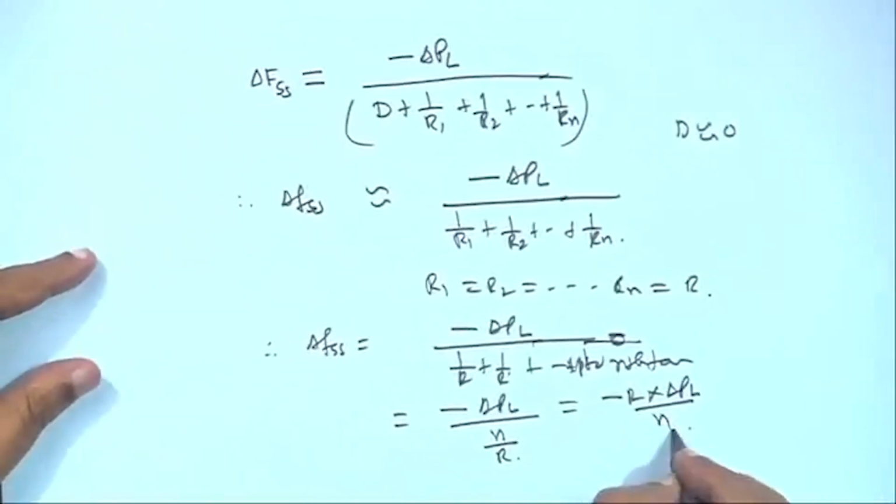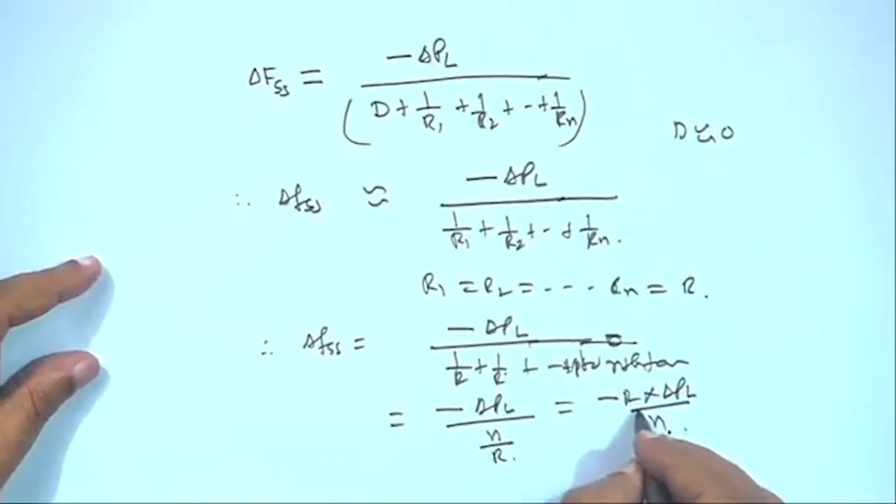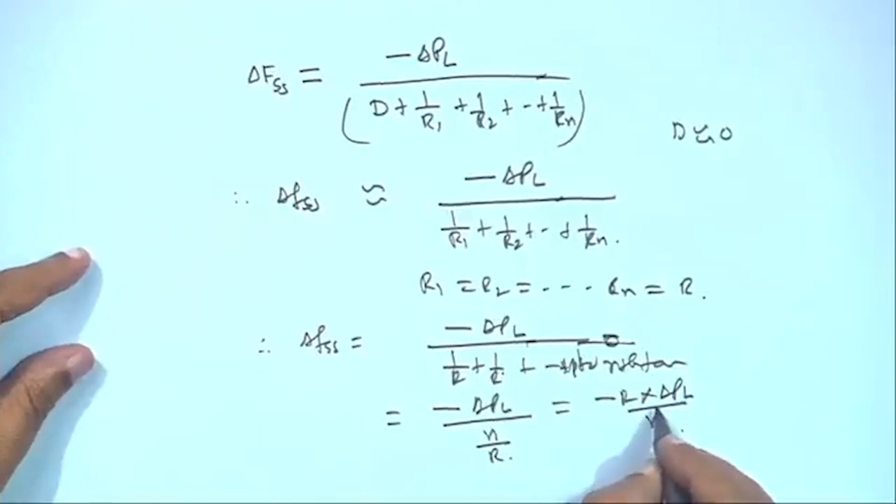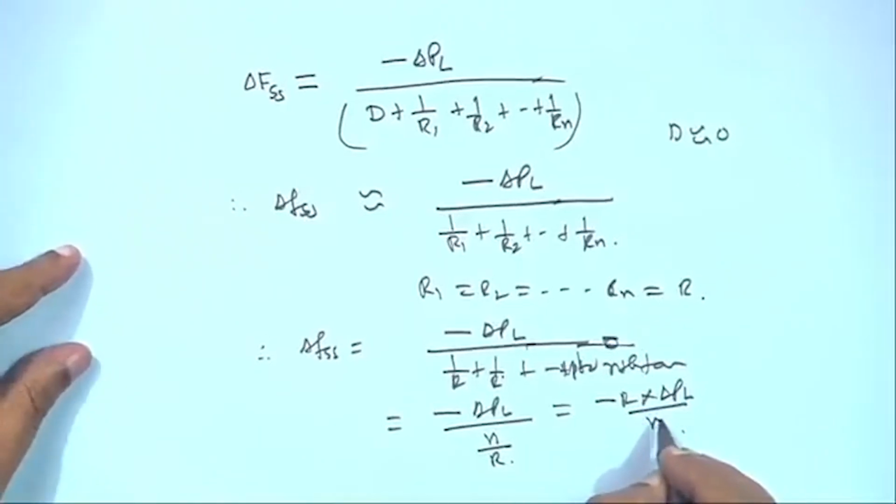That means if n is equal to 1, that is the single unit, whatever you have seen earlier, in that case steady state error will be minus R into delta P_L, but if it is more than 1, then basically the steady state error of frequency is decreasing.